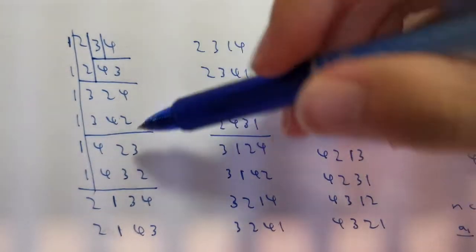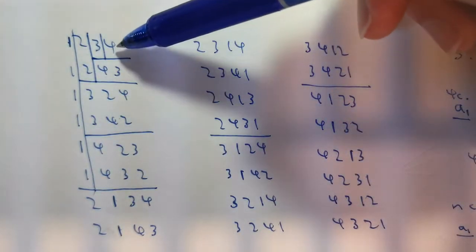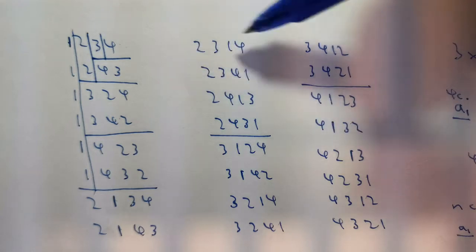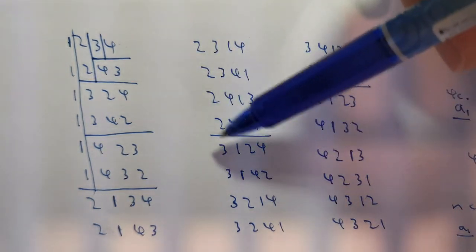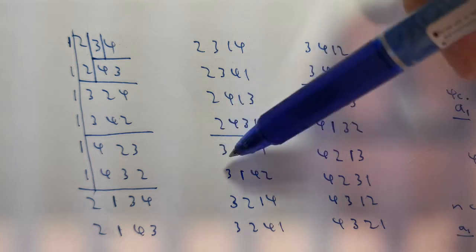Then if you count, you cancel out this number, this number, this number, this number, this number, and this number, you'll see that there are indeed 18 numbers that don't end in 4.